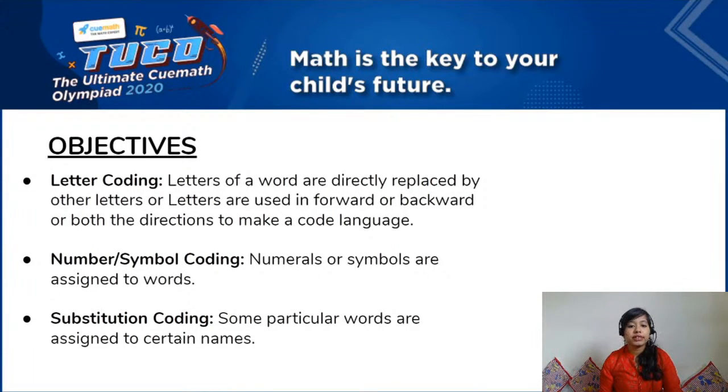Some particular words are assigned to certain names. The one which we just did some time back, X equal to picnic, Y equal to water park, and Z equal to movie. So what was exactly happening? I was substituting these words with some coded letter. In our case, it was a letter. So we substituted the word picnic and assigned it to the letter X. Okay. So this is how I define the three objectives.